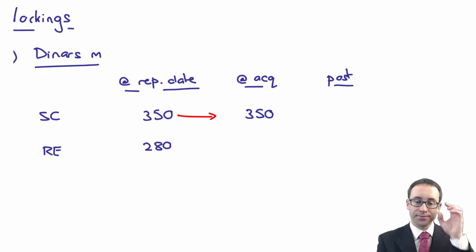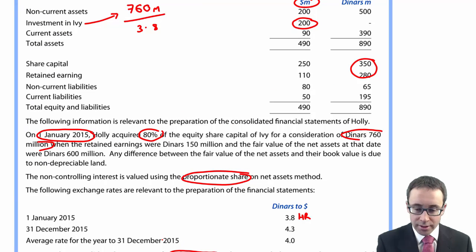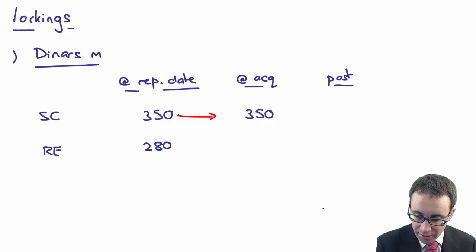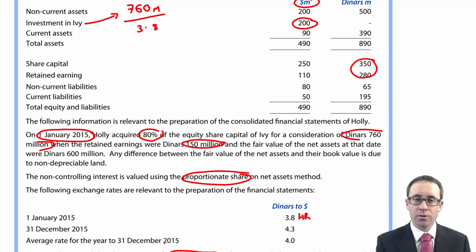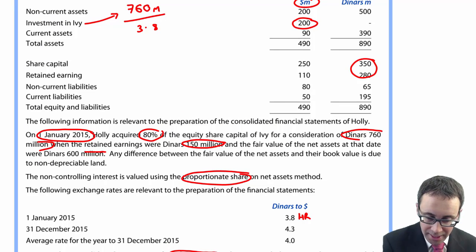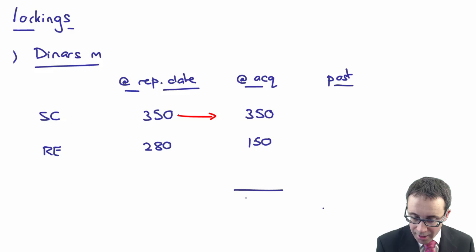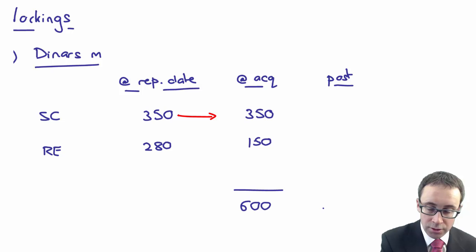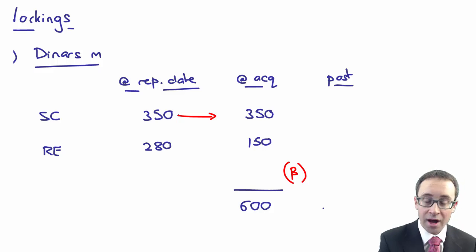Okay, excellent. Nothing too difficult there. We need to find the retained earnings at the date of acquisition. We're told that they are 150 million. So we can put in the retained earnings at acquisition as 150 million. Remember, that little adjustment to work out the fair value is whereby we take the fair value of the net assets at 600 million. So we know that column at acquisition needs to total 600 million. It doesn't. If you add it up, it comes to 500, doesn't it?